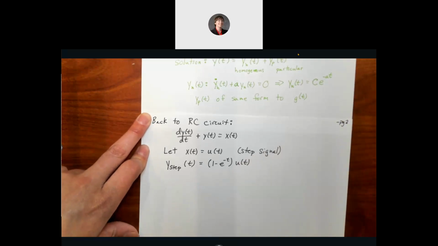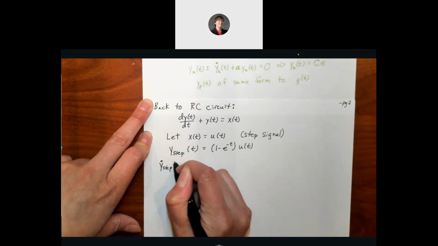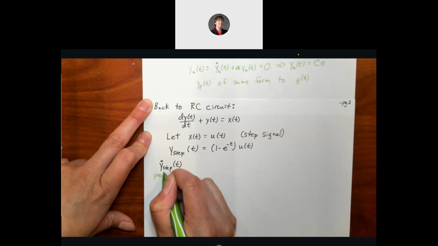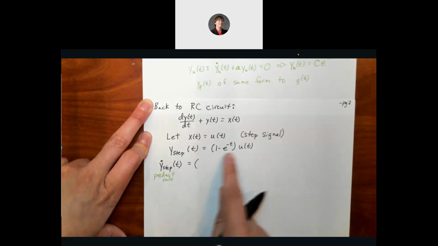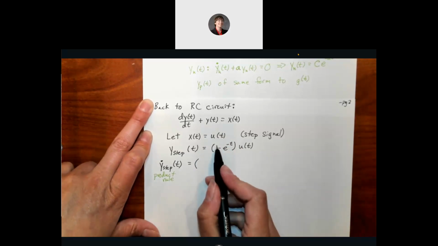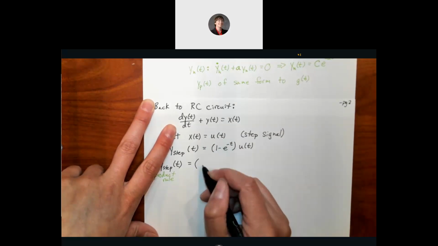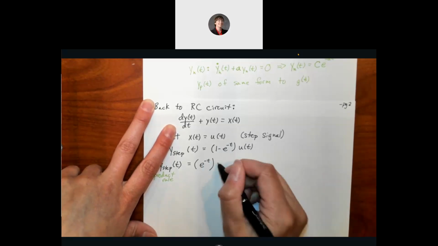I can verify this by looking at my equation, and this will be a little bit of review of differentiation. If I want to take the derivative of this, I need to use the product rule. So I take the derivative of the first part. The derivative of a constant is 0. For the derivative of the exponential, I take this coefficient down. Minus times minus is a positive, so we get e to the minus t. And the second part stays the same.